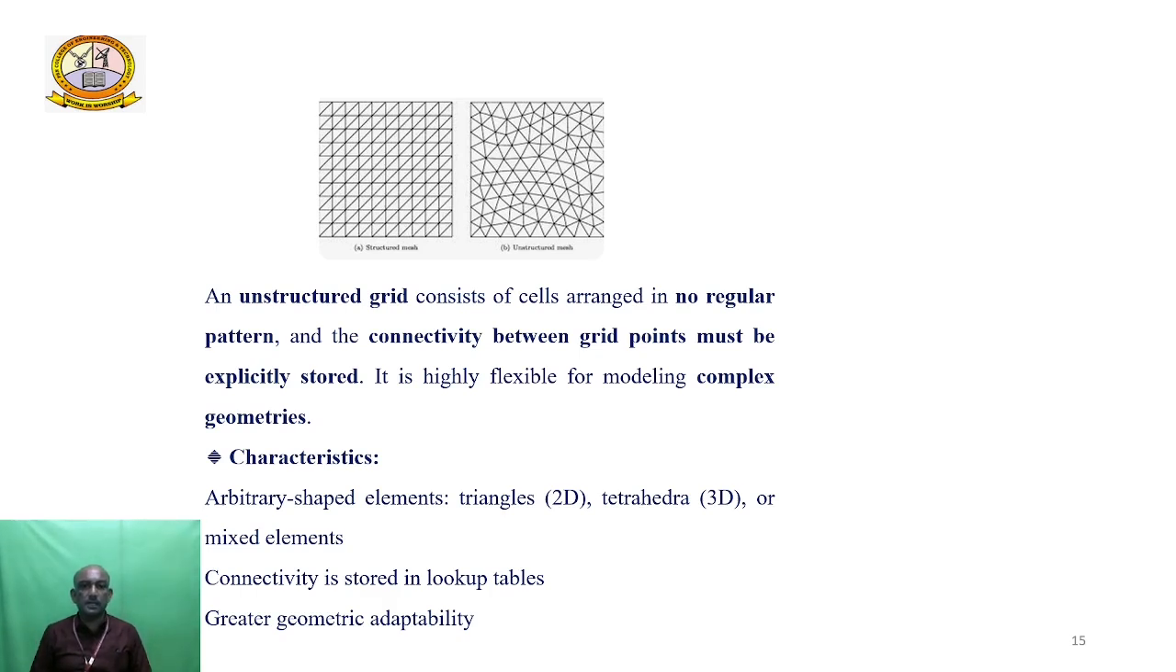This is an unstructured grid. It consists of cells arranged in no regular pattern. In the previous one we saw the regular pattern. Here in the unstructured grid, there is no regular pattern. Connectivity between grid points must be explicitly stored. So storing the connectivity takes more memory and is more complex in nature, but it is highly flexible for modeling complex geometries. The main characteristics are 2D arbitrary shape elements, 3D tetrahedron, connectivity stored in lookup tables, and great geometric adaptability if you go for the unstructured grid.